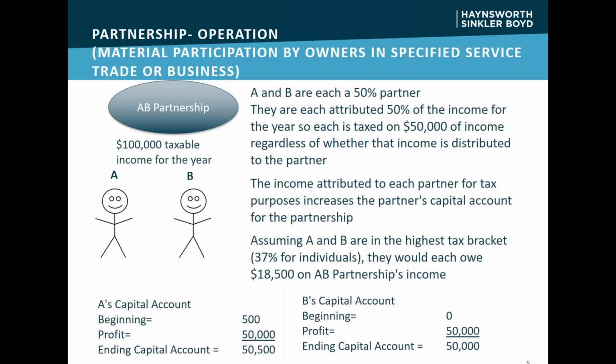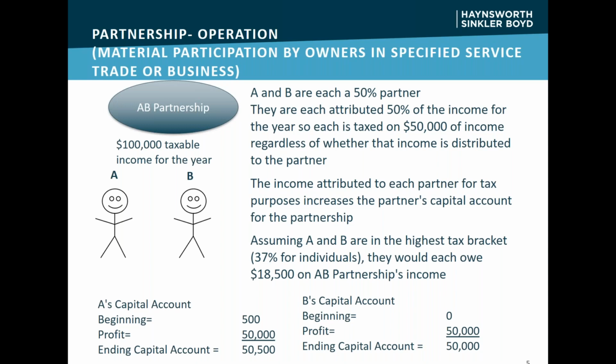So assuming A and B are each in the highest tax bracket, which is 37% for individuals, they're going to each owe $18,500 on AB partnership's income. But then at the bottom of the slide, it shows how their capital accounts are changed. So A contributed that sewing machine for $500 and then is allocated an additional $50,000 to their capital account based on the attributed income of the partnership for tax purposes. So A's ending capital account is $50,500.